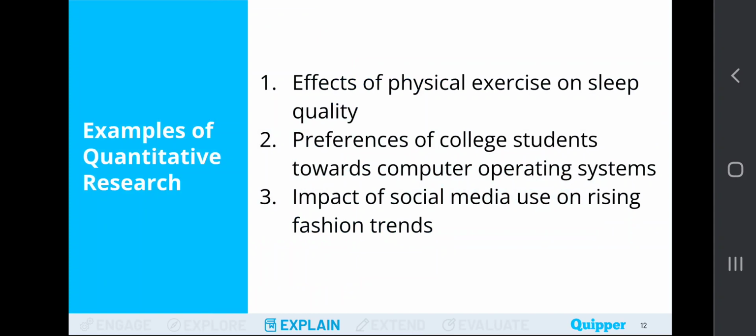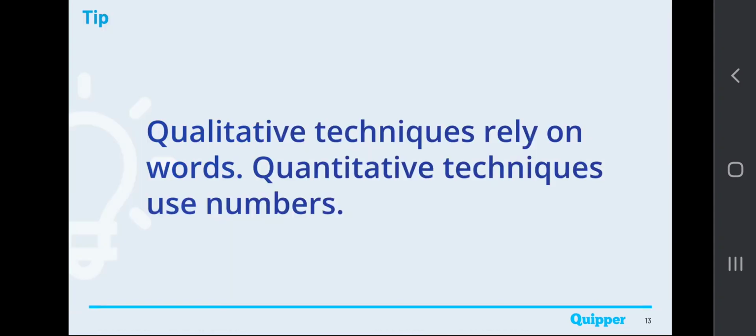Second example, preferences of college students towards computer operating systems. And lastly, impact of social media use on rising fashion trends. So all of these talk about the different relationships of variables in testing objective theories, as well as the usage of statistics on the data gathered through the numerical factors, right?